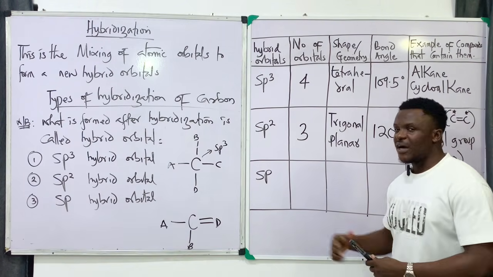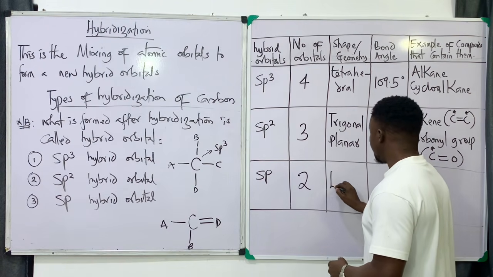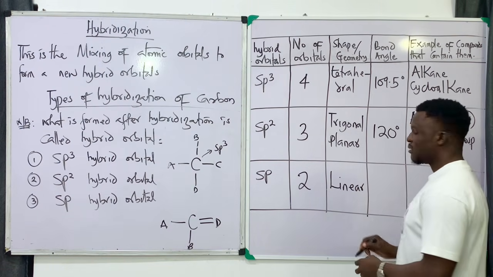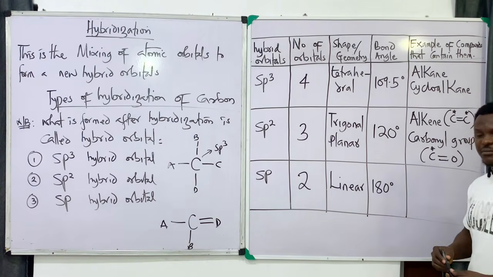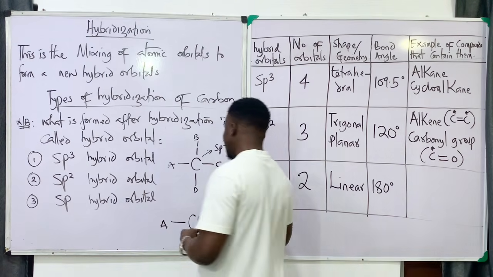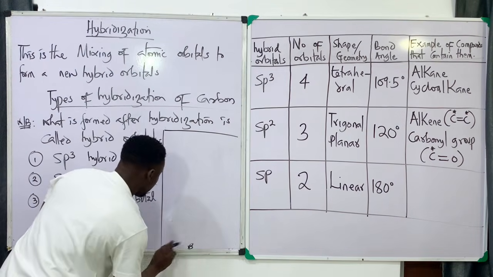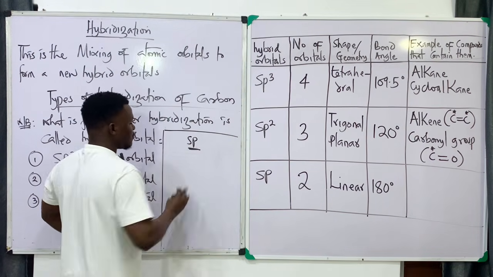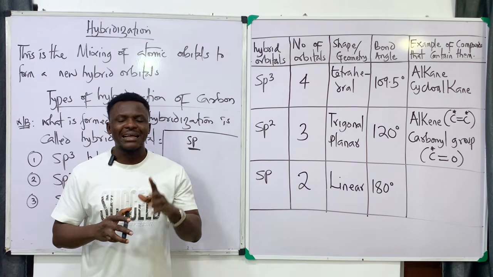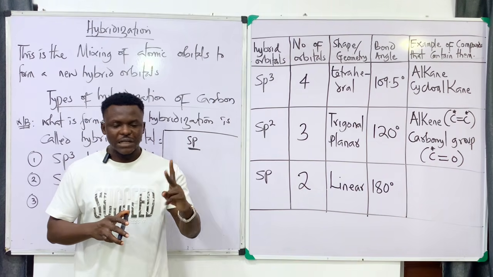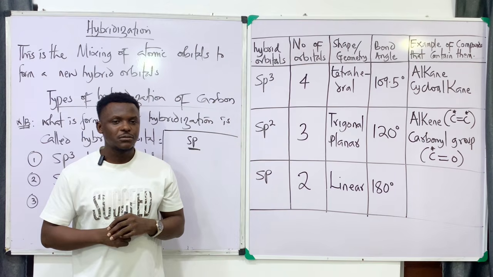Alright, now the third type of hybrid orbitals we have is sp. It has two hybrid orbitals and the shape of this guy is linear. Right, the bond angle is 180. And what is sp? Sp is basically a carbon atom that has a triple bond. Now look at this. Sp hybridized carbons are carbon atoms that are attached to two other atoms or two other substituents, or a carbon atom that has a triple bond. Now look at this.